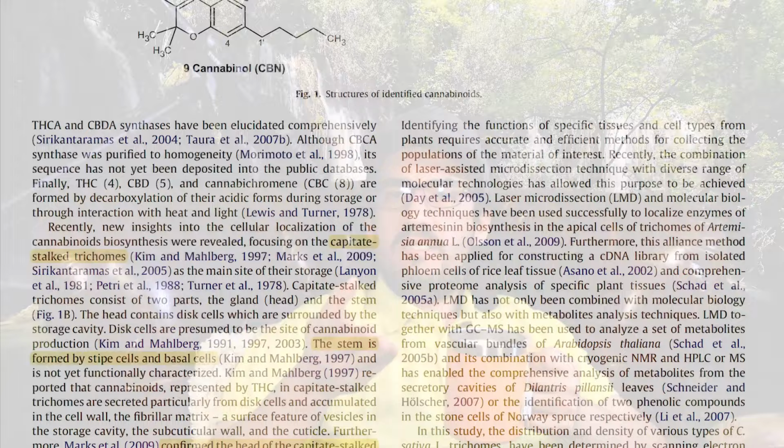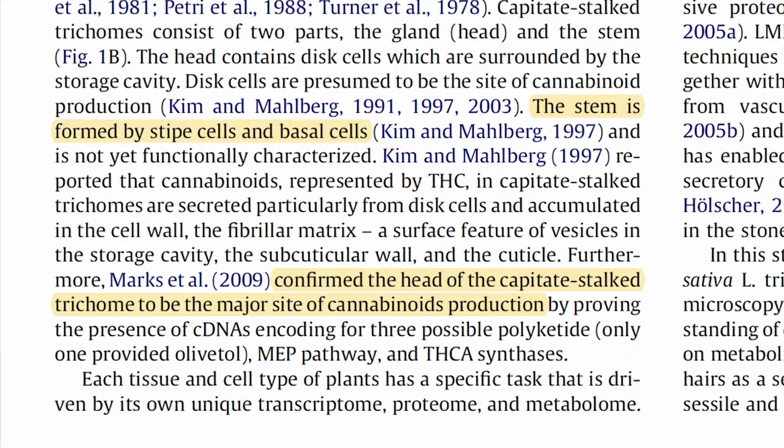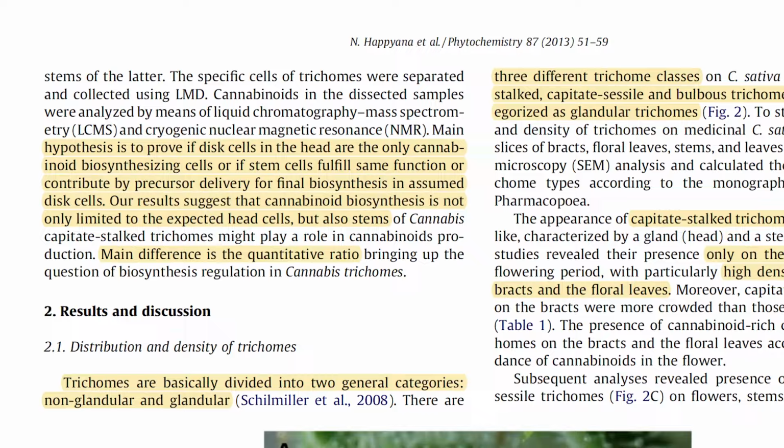The mainstream understanding is that disc cells in the trichome are where cannabinoids and terpenes are made. Certainly, it's what I've read and how I understand it. However, this paper suggests that cannabinoids are also made in trichome stalks, though the cells that make up the stalk, stripe, and basal, aren't well studied. By isolating the stalks and analyzing them, they did find cannabinoids.